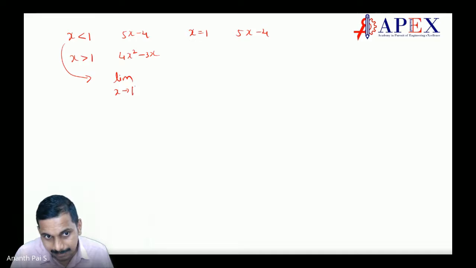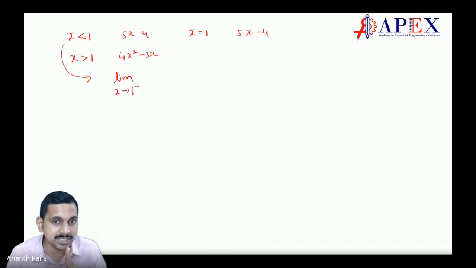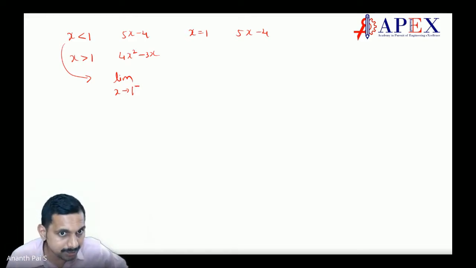There are easier methods for this. I will tell you later. Until you understand this method, I am not going to tell you easy methods. First, understand the concepts. Limit x tending to 1 minus, we are having 5x minus 4. Correct.